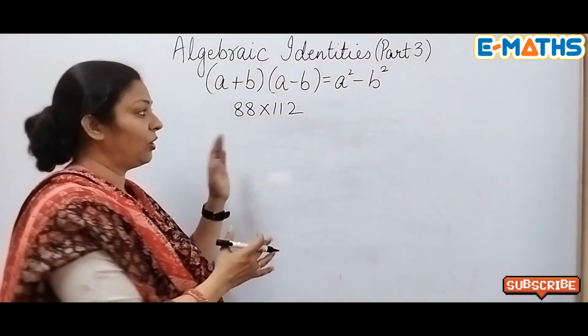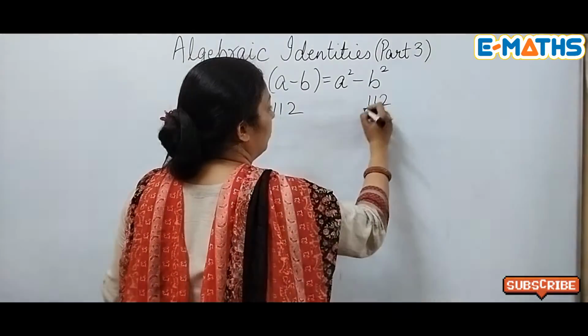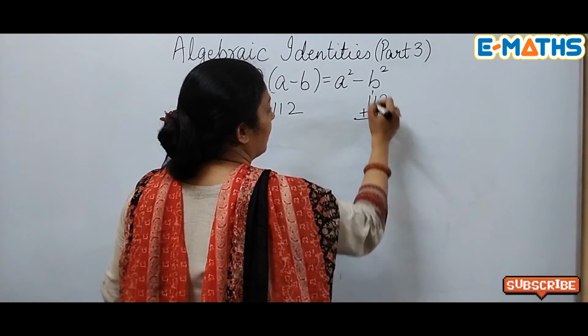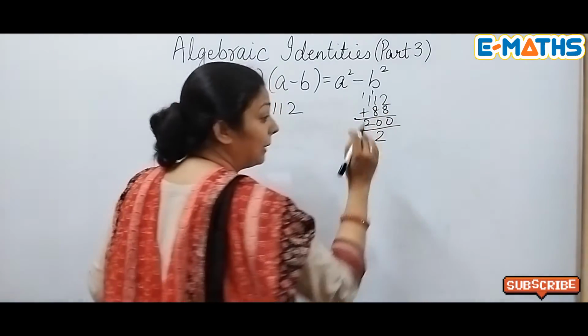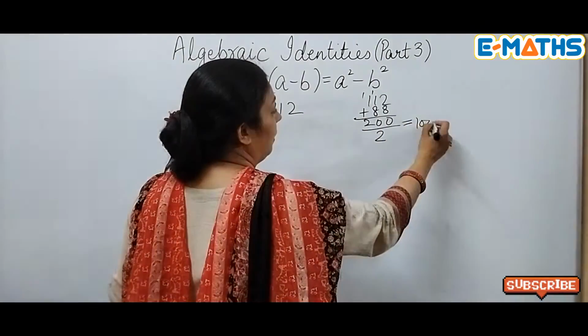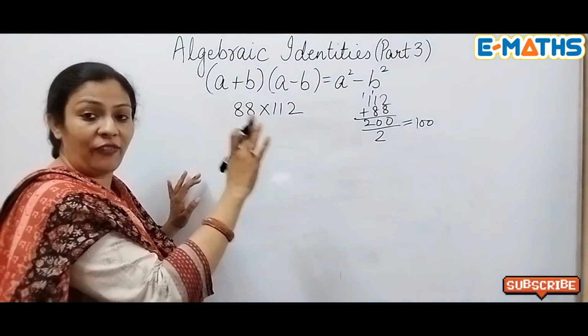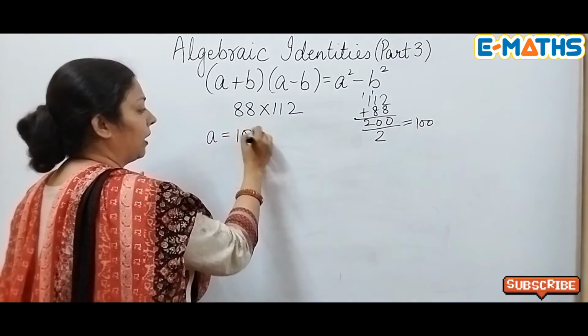So in that case, what you will do is find the mean of these 2 numbers, which will be 112 plus 88, that comes out to be 200. As I said, mean means we have 2 numbers divided by 2, so we get 100 here. So when you find the mean, that will give you the value of A, which is coming out to be 100.